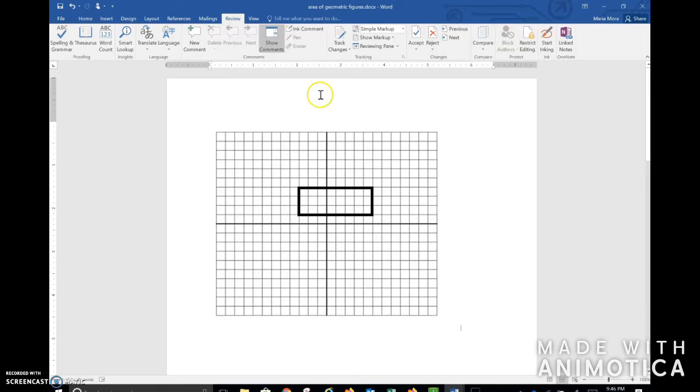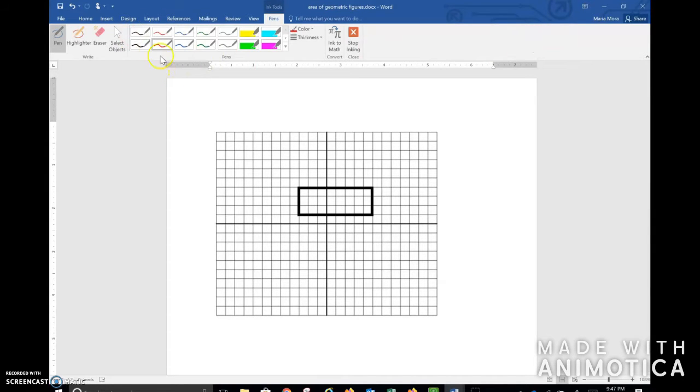The first thing I'm going to click is the Review tab, and I'm going to click on Start Inking. This is going to pull up different colors that you can use. If you click here, there are a lot more colors than the ones that are available. The eraser will erase, and the select objects tool will let you move up and down in the Word document. I'm going to choose the red for now, and I'm focusing on finding area. I'm going to use a stylus pen, but you don't have to use a stylus pen if you don't have one. You can use your finger and use your touchscreen computer.